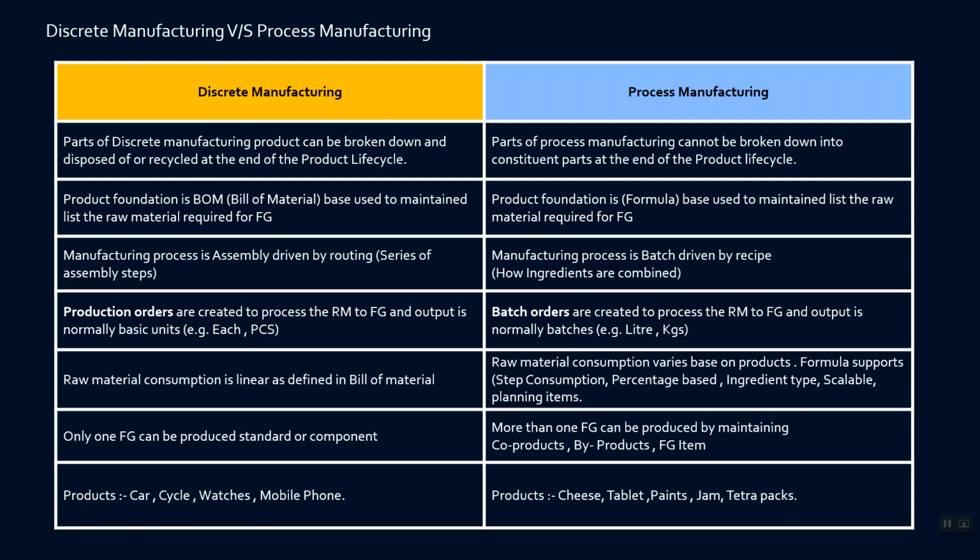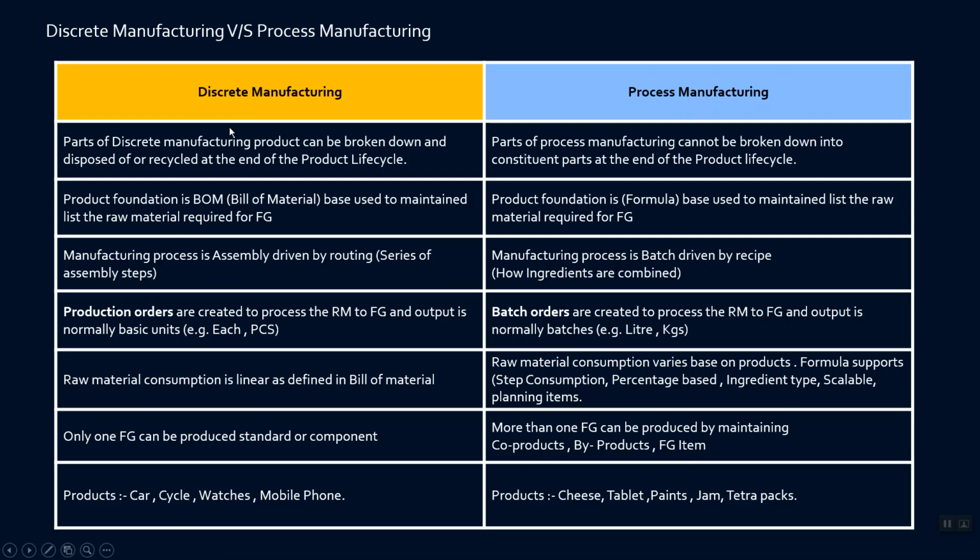Only one FG product can be produced when you are using discrete manufacturing. No parallel products are produced by the end of the production order ending. Whereas in process manufacturing, apart from FG, you can also produce co-products, byproducts, and FG items, different FG items.